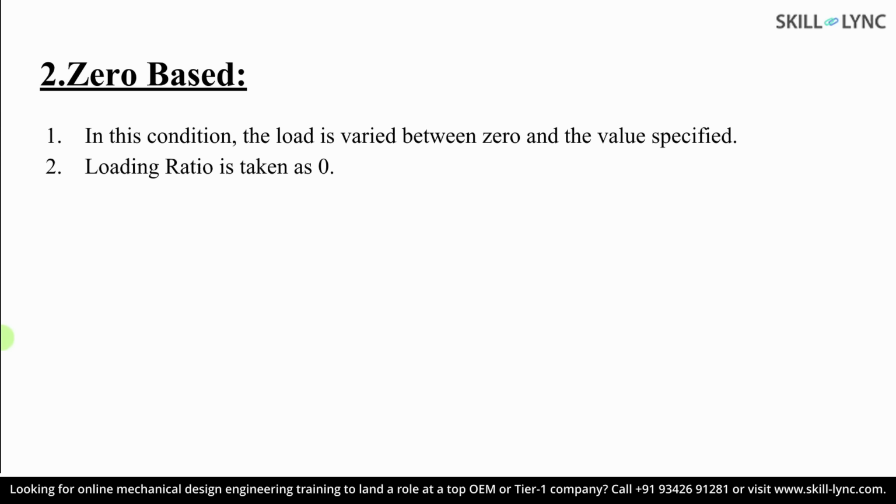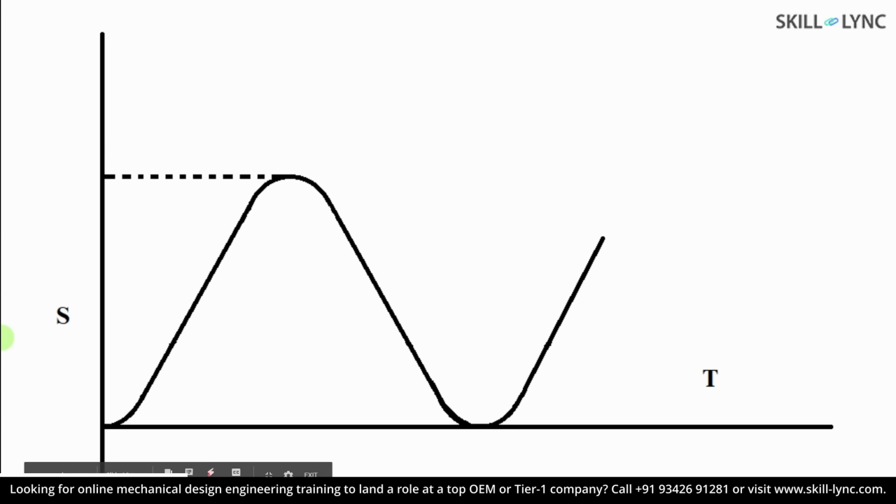Now the zero based. Here, after subjecting the material to a maximum value, you remove the load and then reapply the load again. This way you have the maximum value as the load you applied and the minimum value as 0. Hence the loading ratio is taken as 0, and the graph here shows exactly what the scenario in zero based loading is. A good example for this would be a door knob, where you pull the knob with some force, let's say about 100 newtons, and then close the door, thus removing the load on the door knob. Again you apply a force and this continues. So this is what the zero based loading condition looks like.